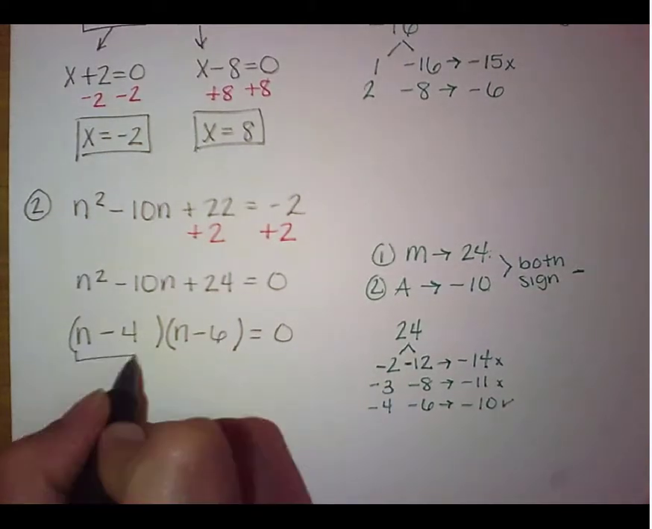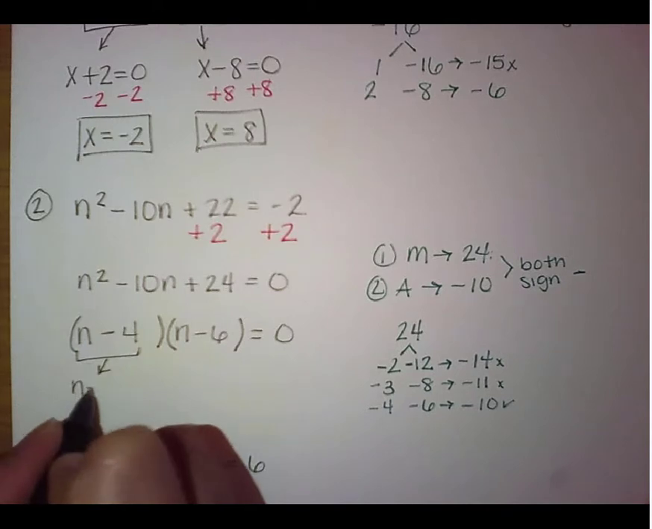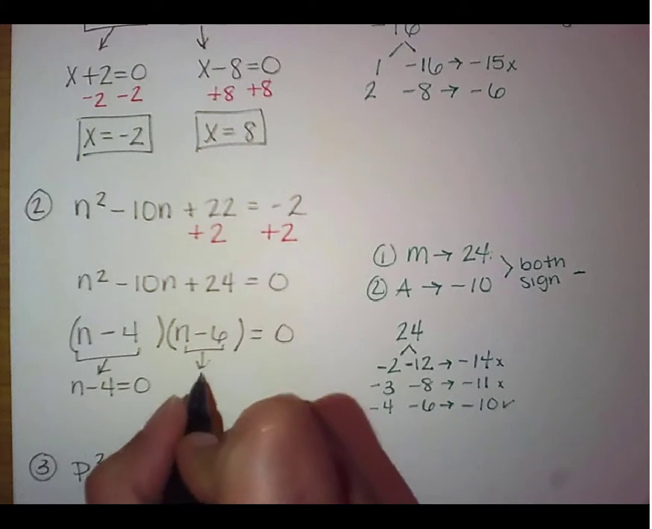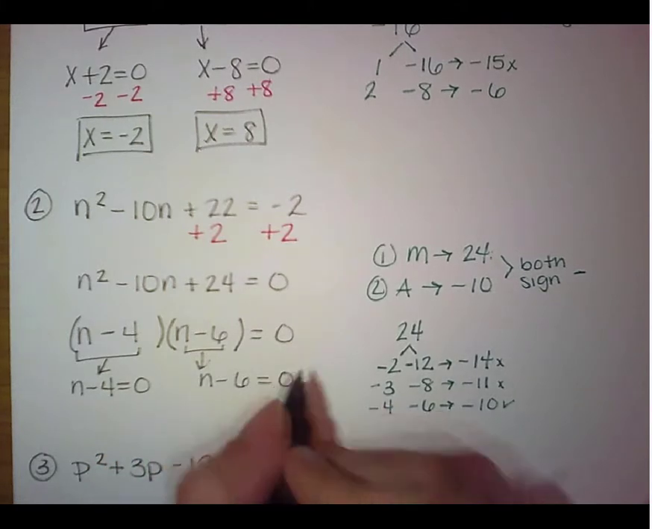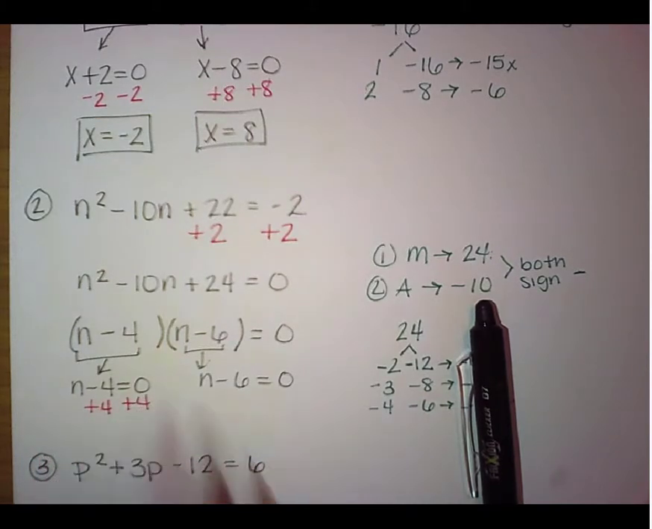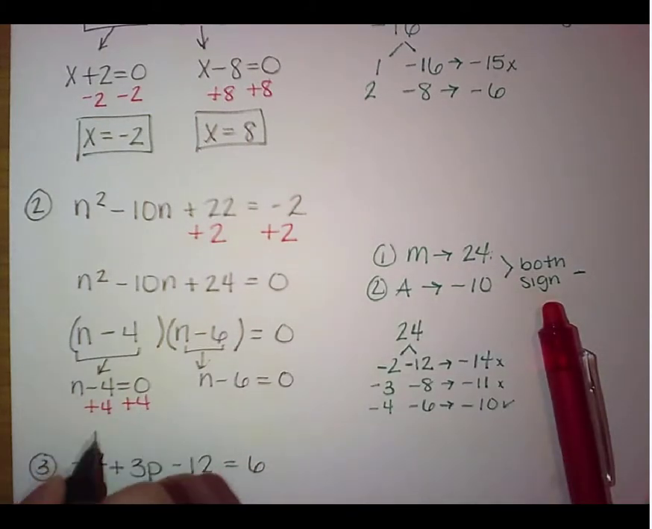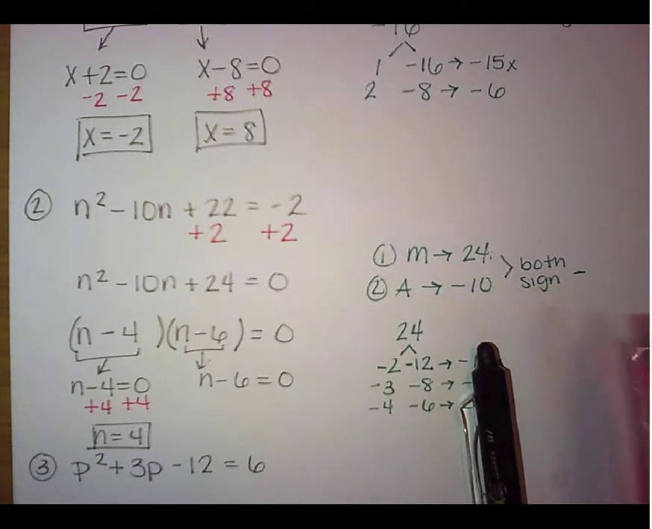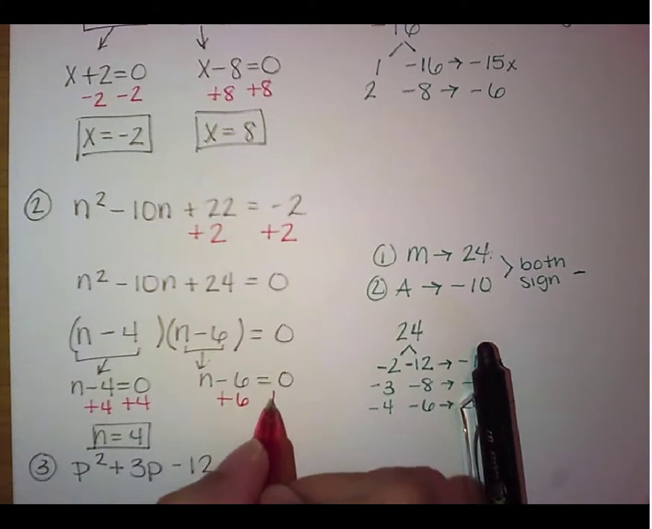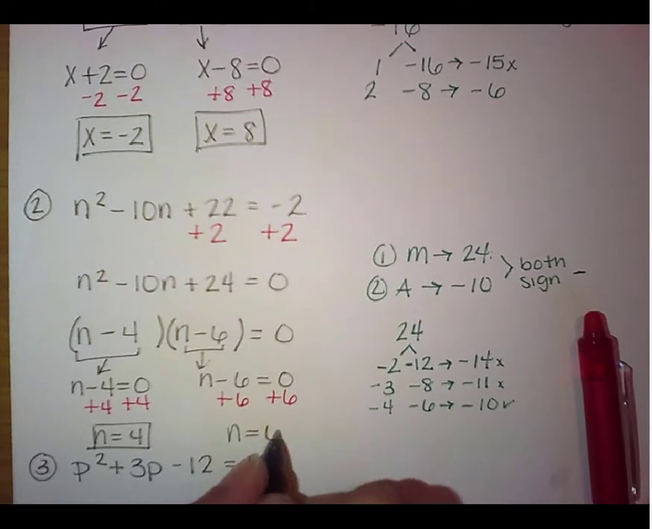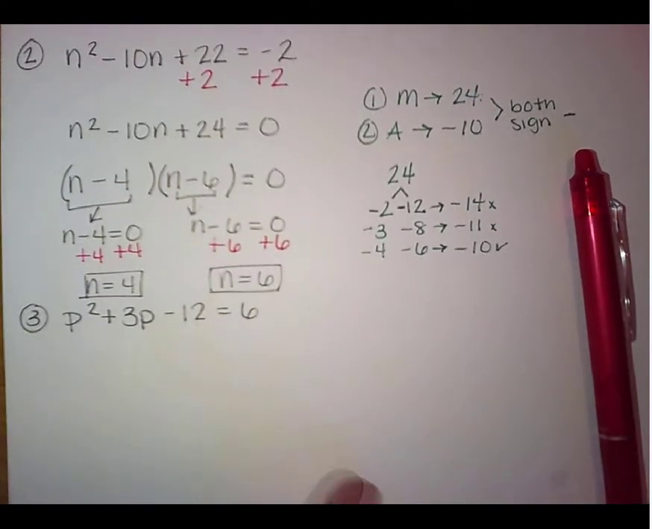And again, now we're going to take each one of these and set them equal to 0. So n minus 4 equals 0. Same thing over here, n minus 6 equals 0. And now here we're going to add 4 to both sides. So our first answer is going to be n equals 4. And then here we're going to add 6 to both sides, and we're going to get n is equal to 6. There's our second answer.